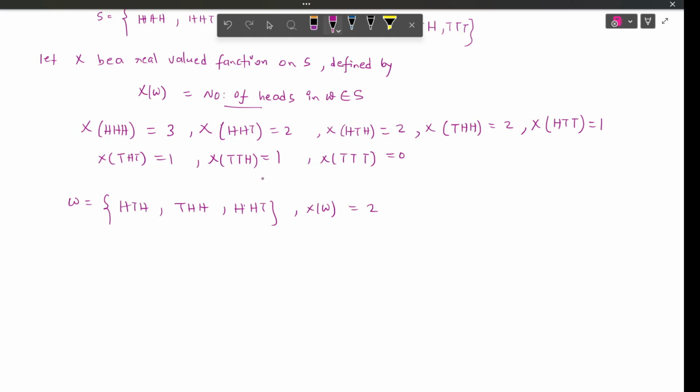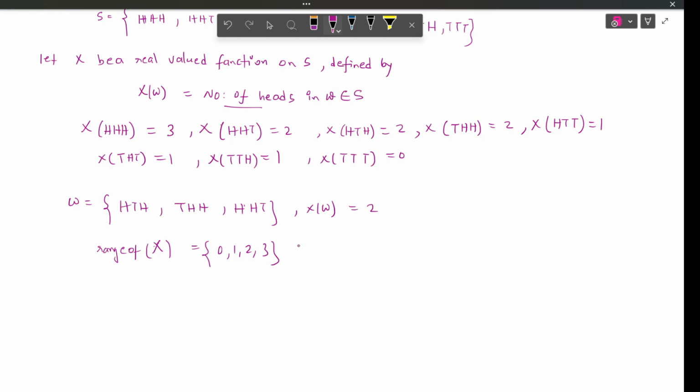These are actually numbers. So the range of X would be 0, 1, 2, and 3. We say that X is a random variable such that it assumes values 0, 1, 2, 3. This random variable can also be described as the number of heads in a single throw of 3 coins.